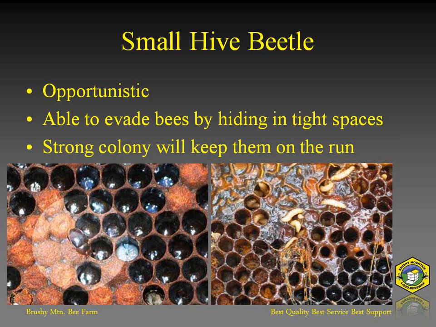All right, so let's first talk about the small hive beetle. The small hive beetle, in most cases, is opportunistic. In other words, it takes advantage of an otherwise compromised colony. It's a failing colony for one reason or another. Now, that is not to say that you won't see hive beetle in a good, strong colony, because you will. You will see hive beetle in a strong colony, but what happens is that strong colony chases those beetles around and prevents them from ever settling in and creating the mess.